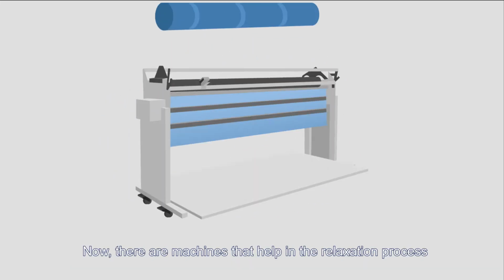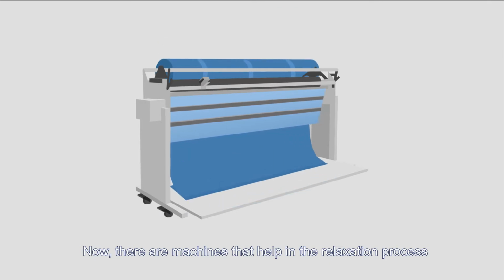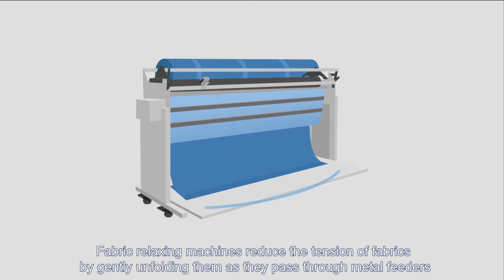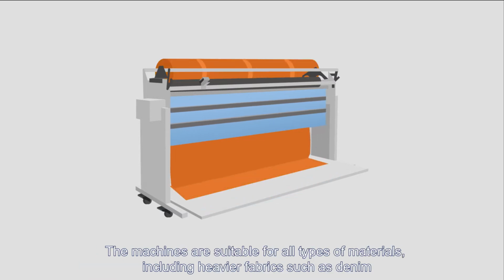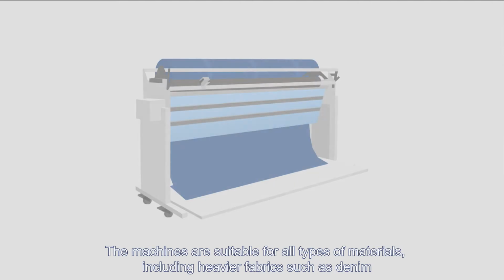Now, there are machines that help in the relaxation process. Fabric relaxing machines reduce the tension of fabrics by gently unfolding them as they pass through metal feeders. The machines are suitable for all types of materials, including heavier fabrics such as denim.